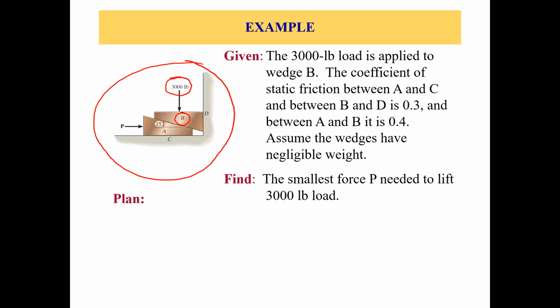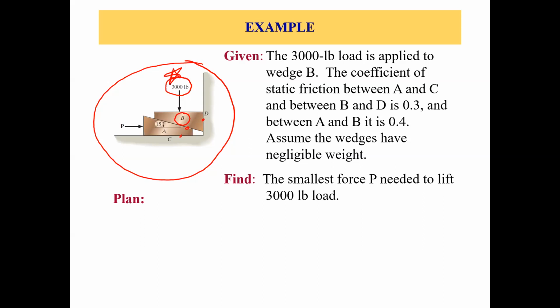So we have many contact surfaces: this one, this one, and this one, so we have 3 contact surfaces. Between A and C and B and D, we have 0.3 as the coefficient of static friction. And between A and B, between the two wedges, the coefficient of static friction is 0.4. Assume the wedges have negligible weight, so we don't consider the weights of these wedges. We'll just consider this 3,000 pound load, which is being lifted by wedge A.